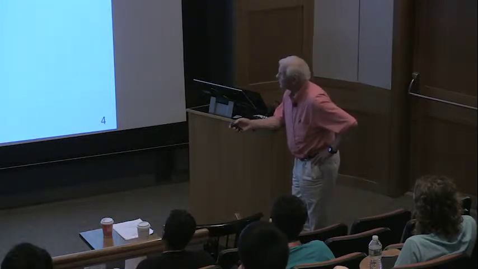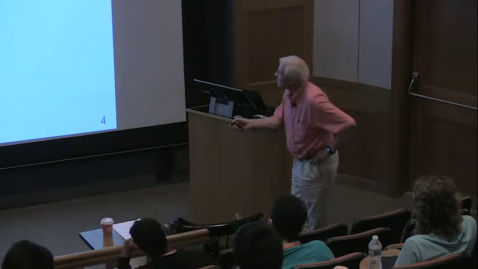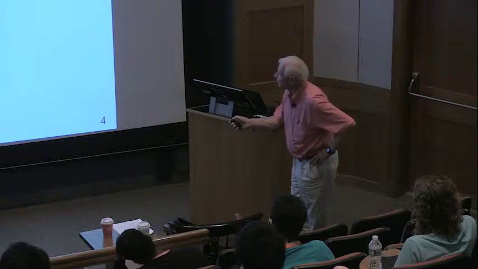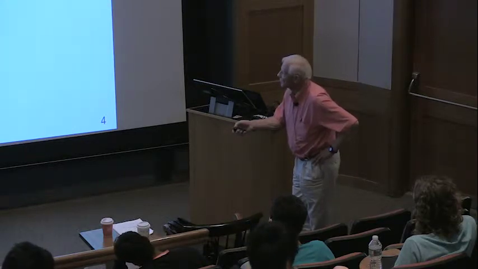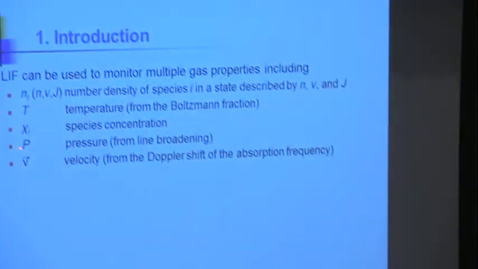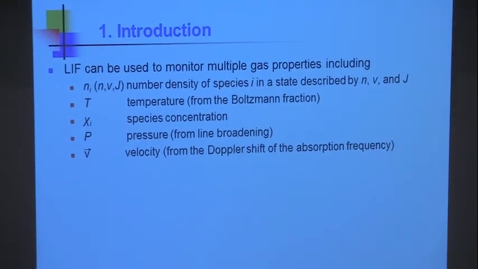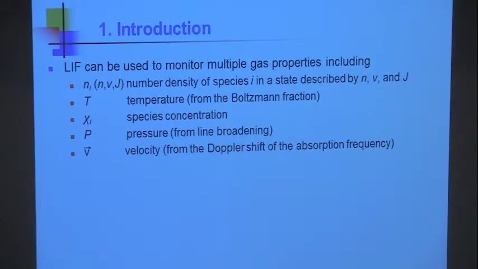So the things we might be interested in measuring would be the number density in the quantum state, density of species i in a state described by all of our quantum numbers. Of course, as combustion people, we're always interested in temperature, or maybe we want the species concentration, which we could get once we know the number density, and if we know the static pressure, and we know the temperature in the Boltzmann distribution.